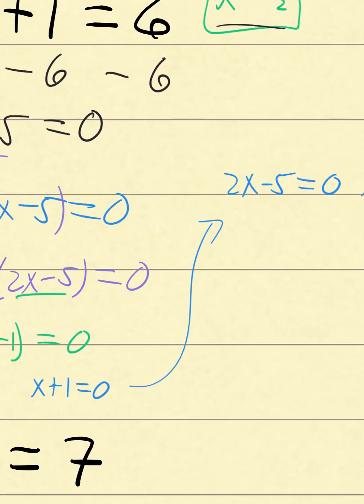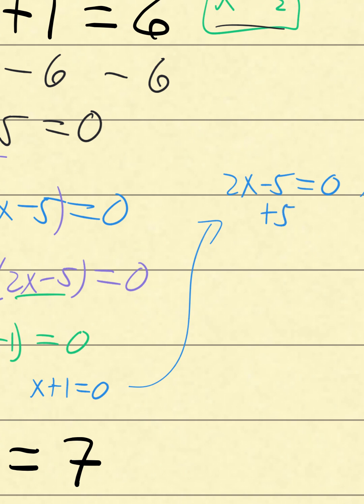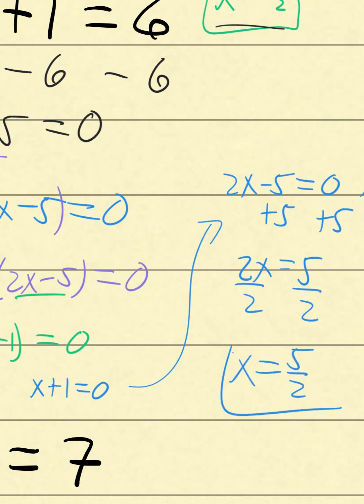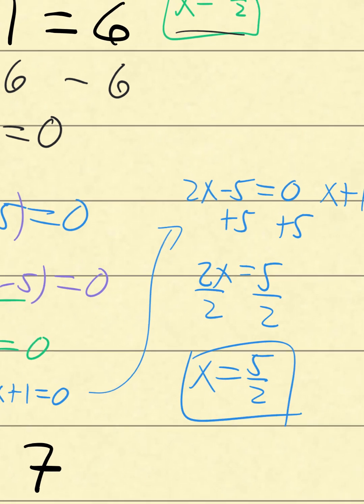For 2x minus 5 equals 0, we want to add the 5. And we get 2x equals 5, and then divide by 2. So you get x equals 5 over 2 as one of your answers. And then for the other one, you just want to subtract 1. So you get x equals negative 1.